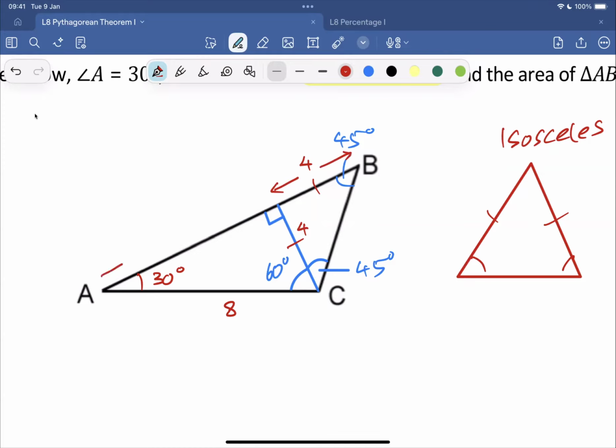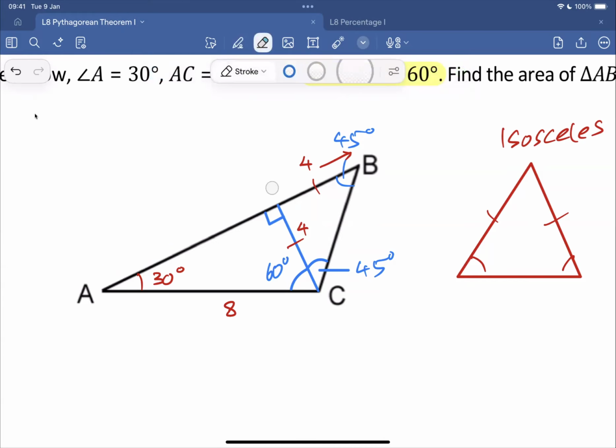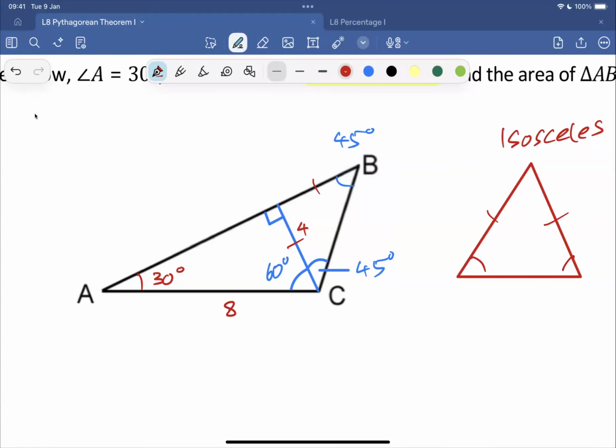Okay, now of course, we do not know what is this length. We do not know this length yet. So if you want, you can call it X. It's up to you. Or we can just label it. Okay, let me just label it. Hold on. Okay, let's call it point D. So let's call this point D. Okay, and we know that the length here is 4.